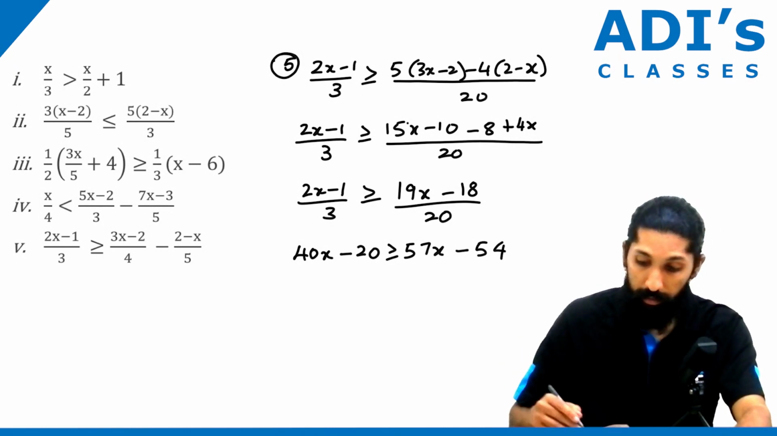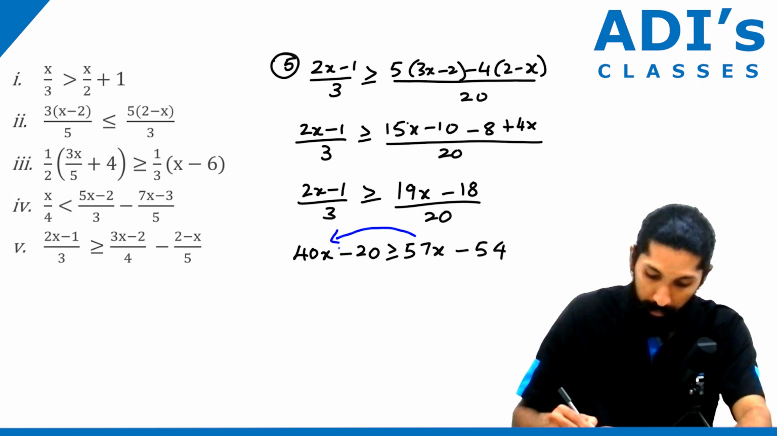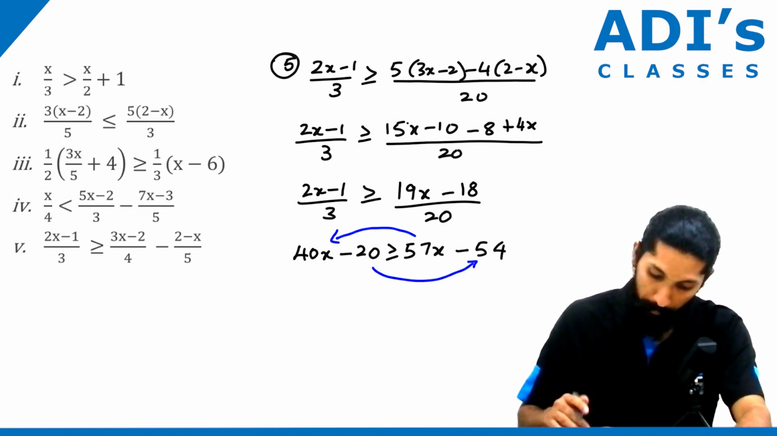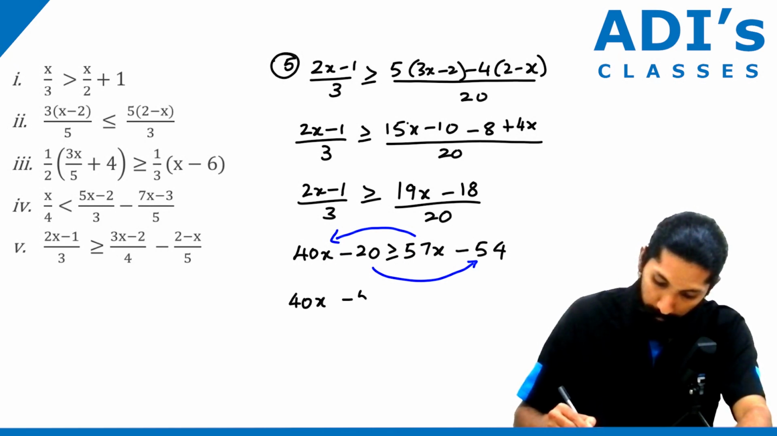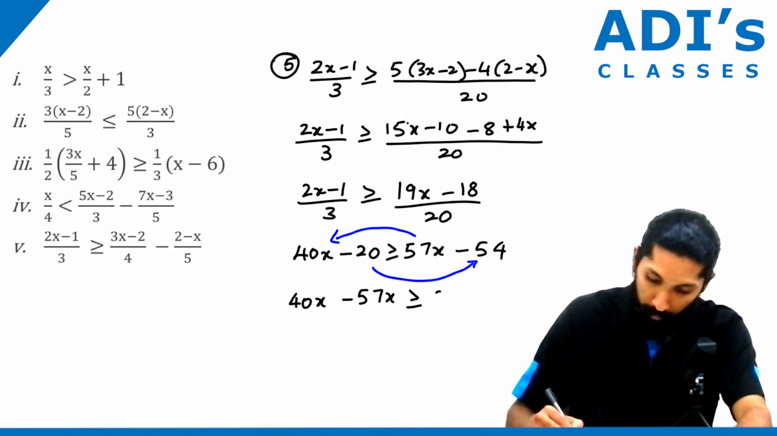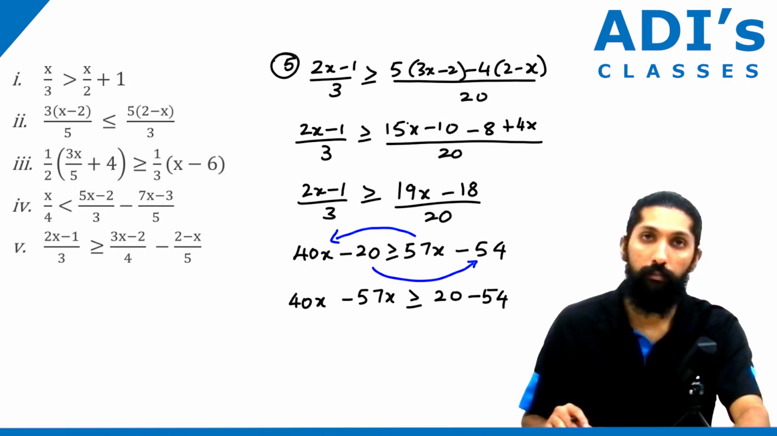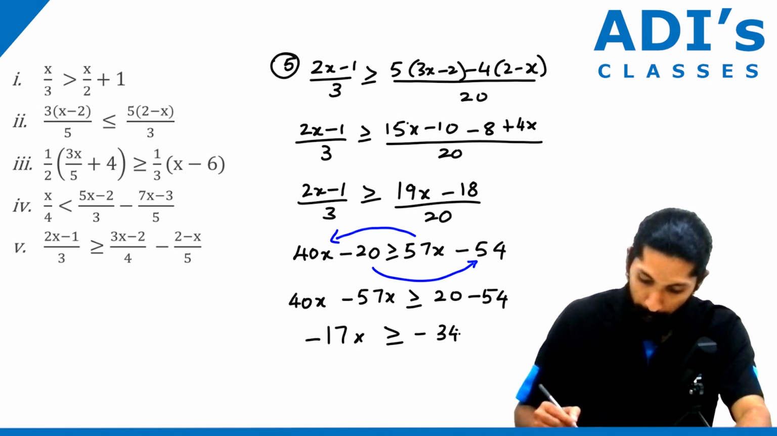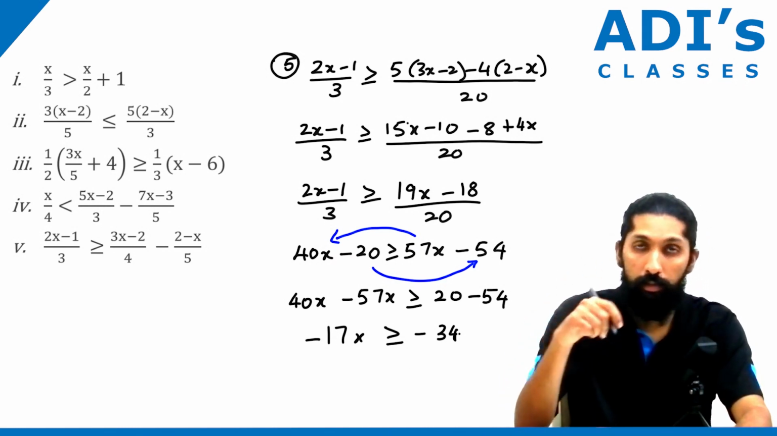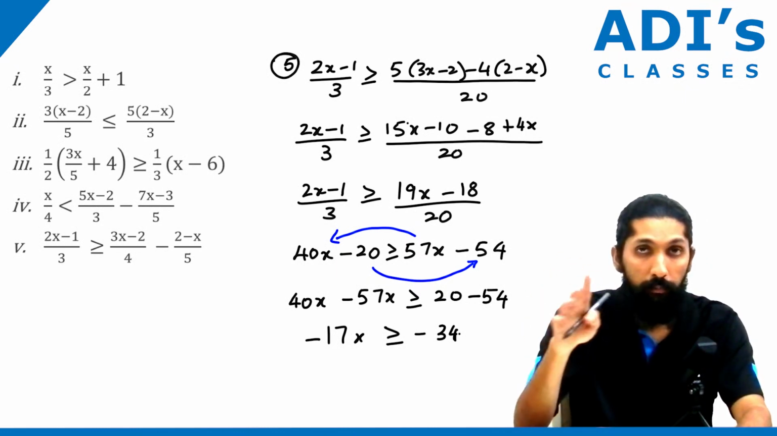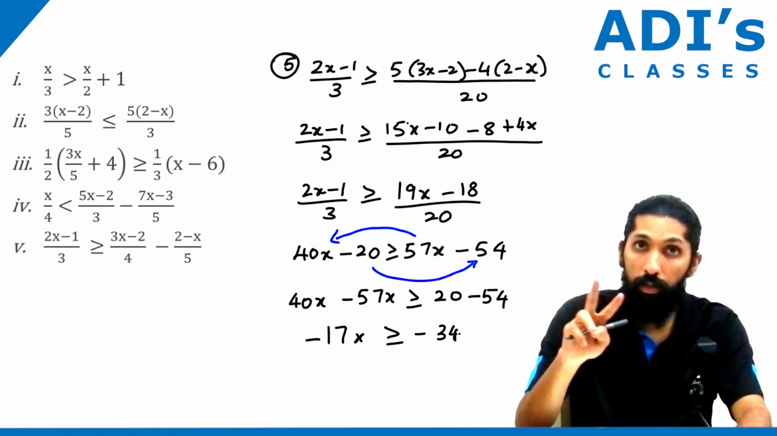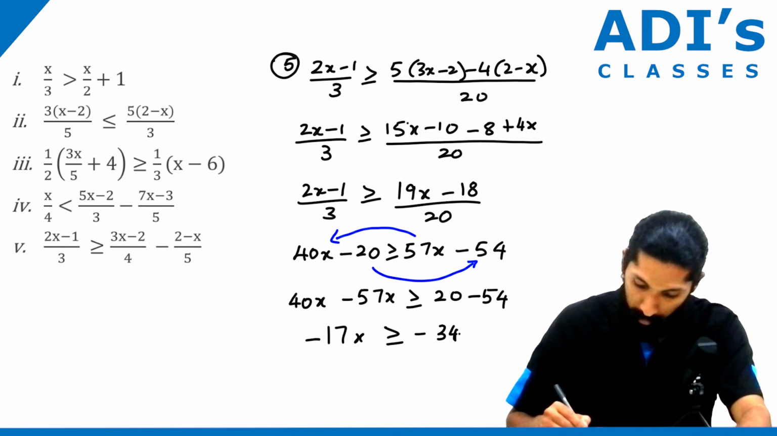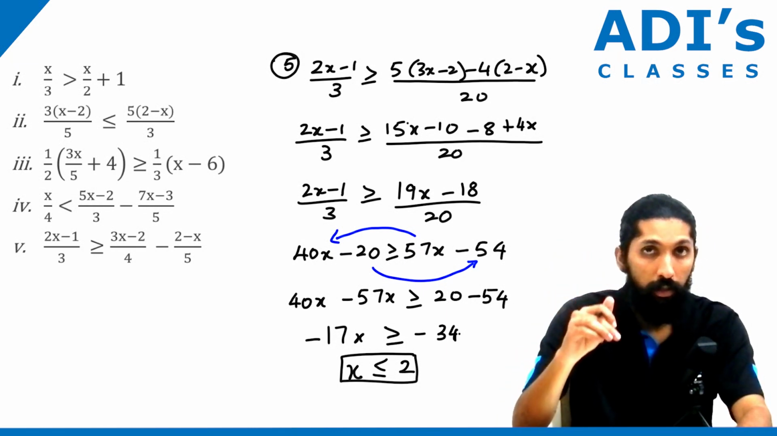Now take the x on one side. So basically what we are doing is taking the 57x to this side and the minus 20 to this side. Transpose. 40x minus 57x is greater than or equal to 20 minus 54. Fair enough? So 40 minus 57 gives minus 17x greater than or equal to minus 34. Divide both sides by minus 17, because 17 into 2 is 34. When you divide by a negative number, the inequality will reverse. So the final answer is x less than or equal to 2.